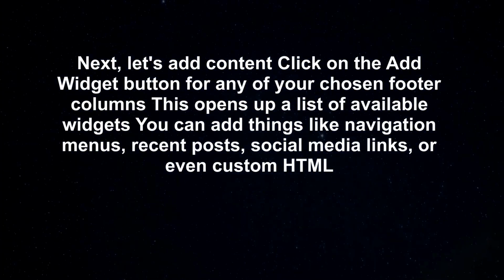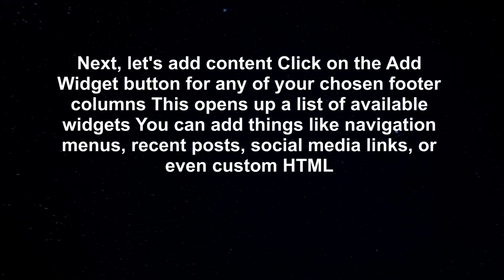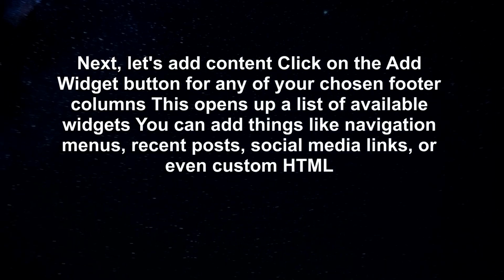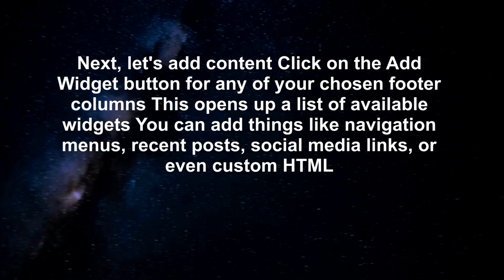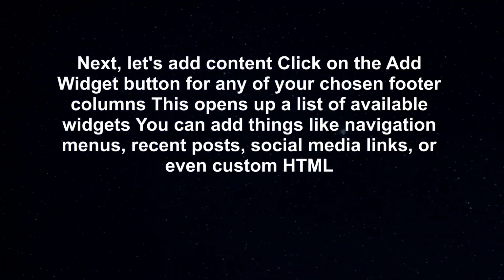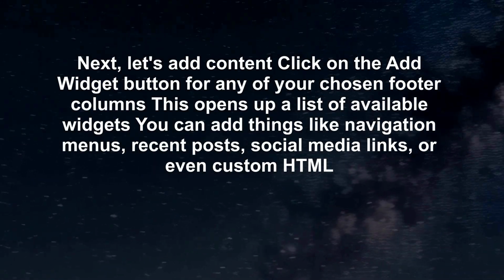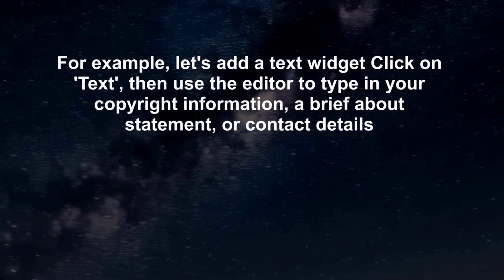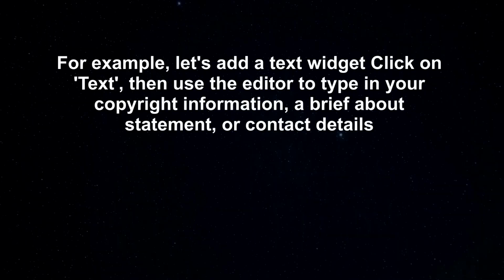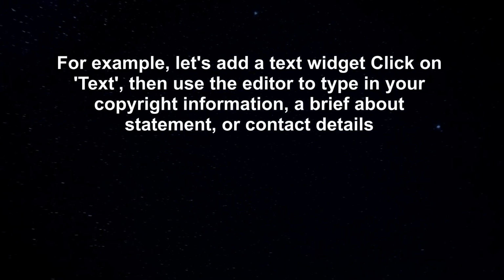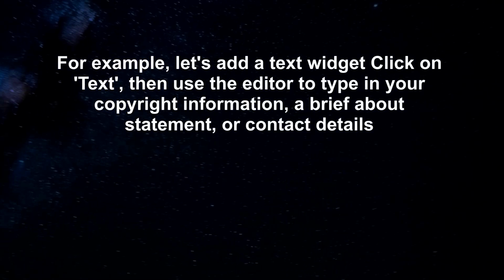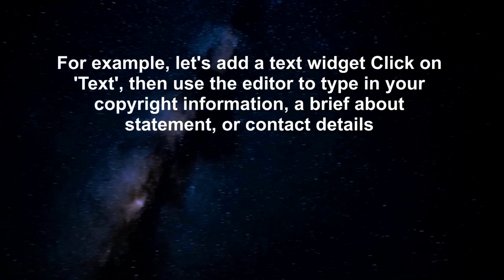Next, let's add content. Click on the Add Widget button for any of your chosen footer columns. This opens up a list of available widgets. You can add things like navigation menus, recent posts, social media links, or even custom HTML. For example, let's add a text widget. Click on Text. Then use the editor to type in your copyright information, a brief about statement, or contact details.